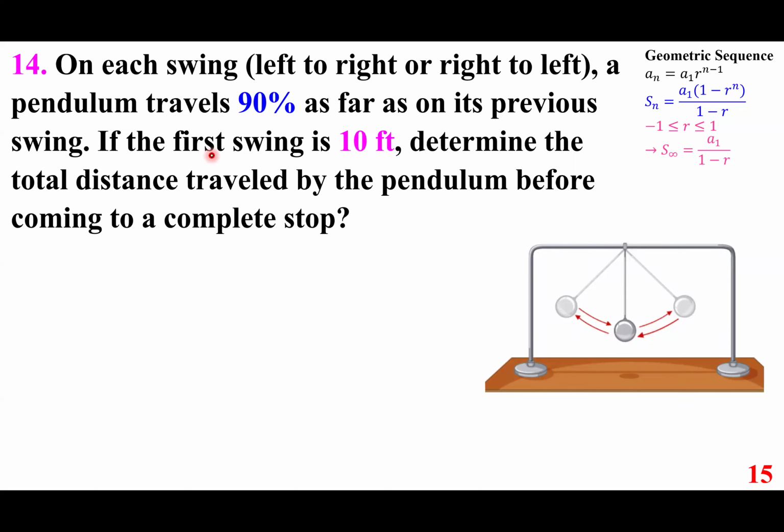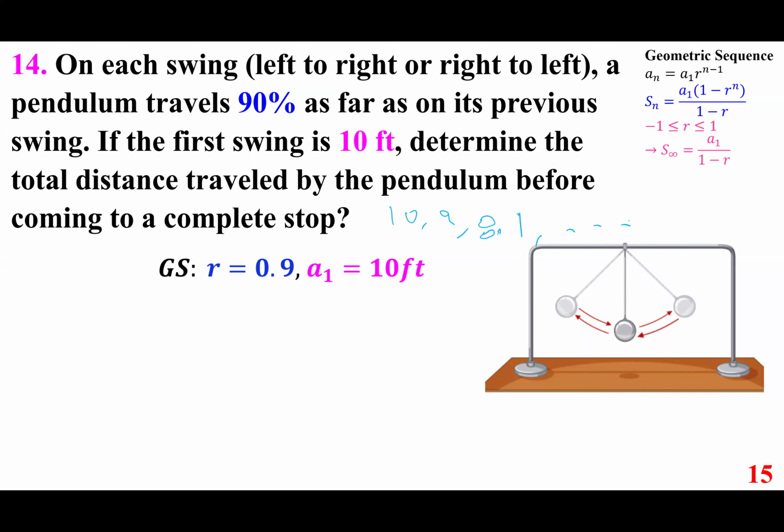Why is that? Two things. This says on each swing, a pendulum travels 90% as far as on its previous one. So this is r, and the first one is 10. So r is 0.9 or 90%. a sub 1 is 10 feet. So just for the sake of argument, we are looking at 10 and then 0.9 times that, 9, and then 0.9 times that, that means 8.1, and it continues.